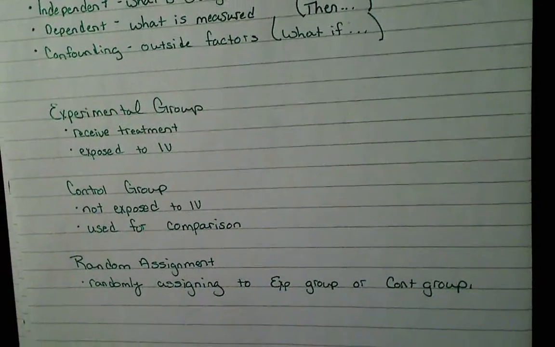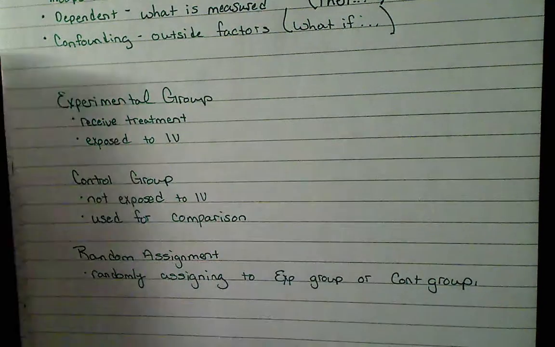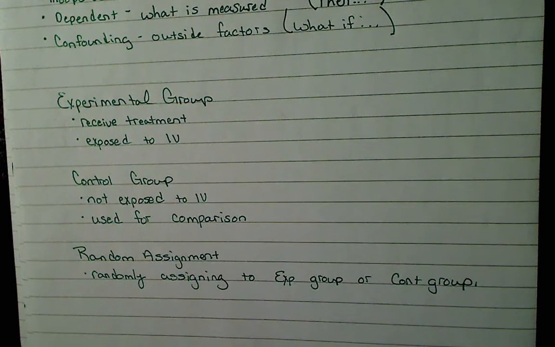And then don't forget when we do experiments, you have different groups. You have your experimental group, which is the group that's going to receive whatever treatment, or the ones that are exposed to the independent variable. Then your control group, these are the ones not exposed to the independent variable. This is kind of like your baseline. It's your control, which is why it's called the control group, and they're used for comparisons. And then you also have random assignment, where you randomly put people into the experimental or the control group. That way you get better results.